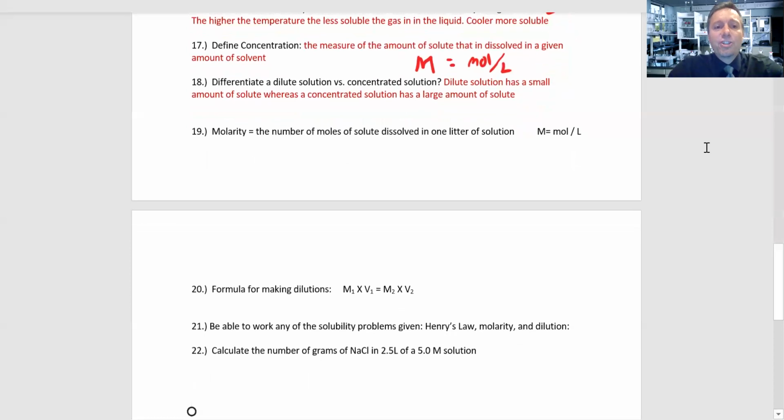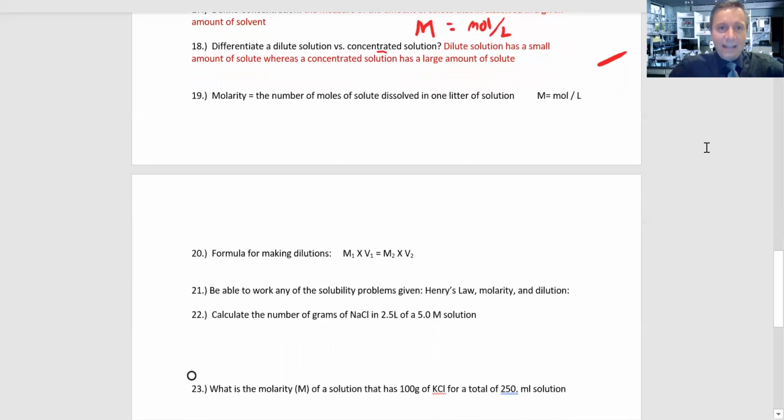Number 18, differentiate a dilute solution from a concentrated solution. So dilute is as it sounds. It has a small amount of solute, so it has a low concentration. If you talk about a concentrated solution, that has a large amount of solute in it. So that is important when you're talking about types of solutions and their concentration. So you have dilute and you have concentrated. All right.